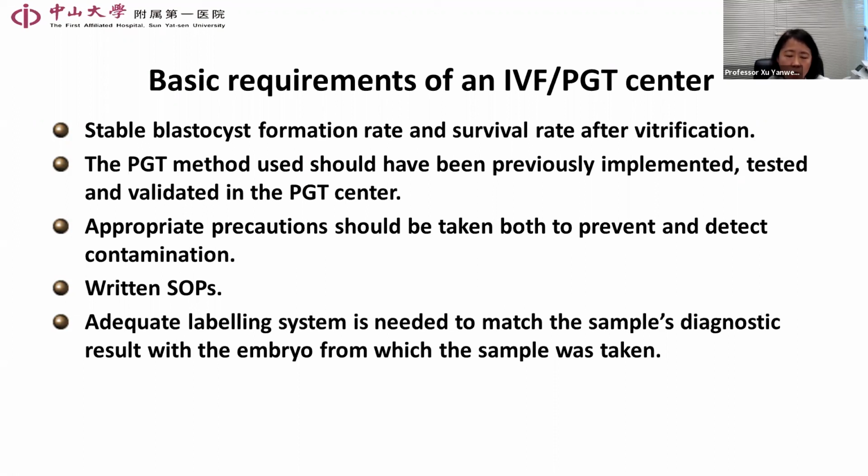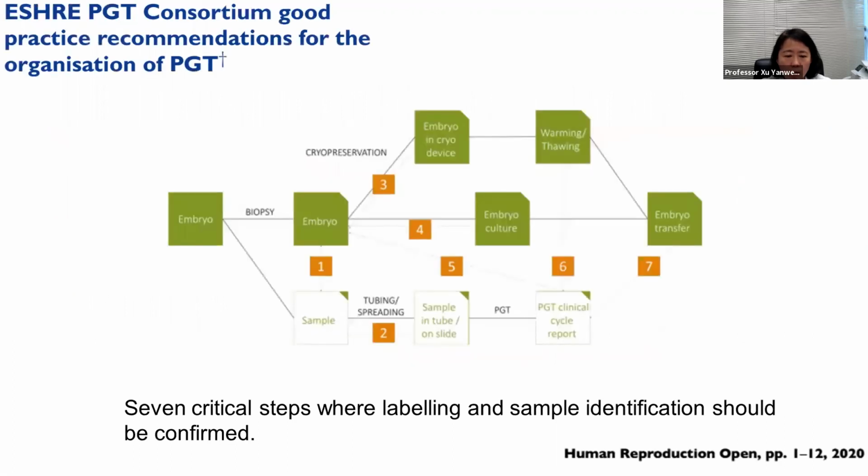That's to increase our ability to select the embryos and increase the benefit of PGT-A. Appropriate precautions should be taken both to prevent and detect contamination. We need written SOPs in each PGT center, and an adequate labeling system is needed to match the sample's diagnostic results with the embryo from which the sample was taken. Here are the 7 critical steps where labeling and sample identification should be confirmed, from the very beginning, embryo biopsy, to the last step, embryo transfer.